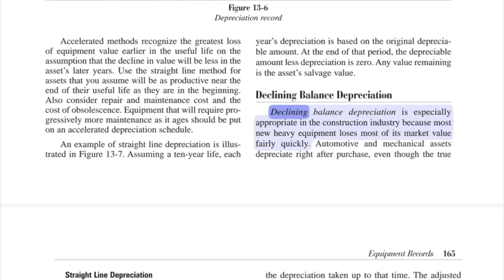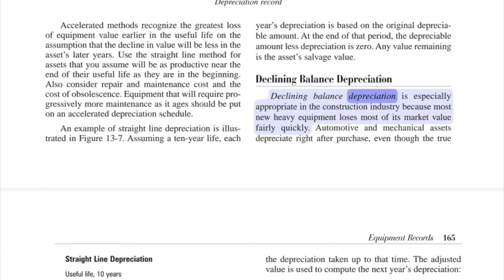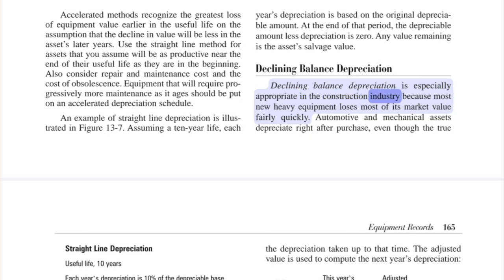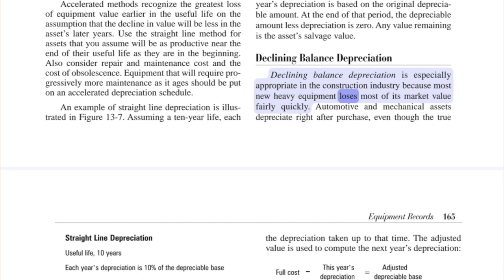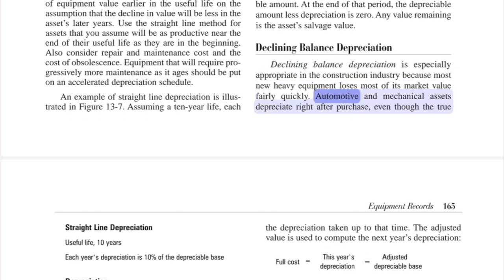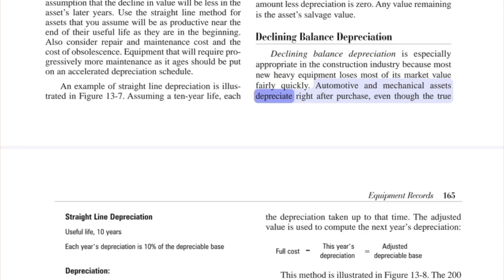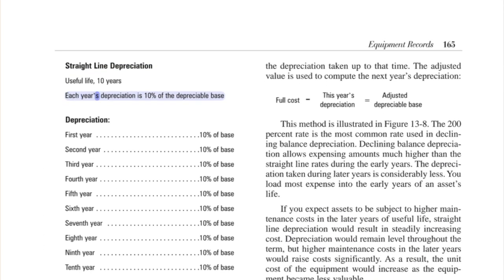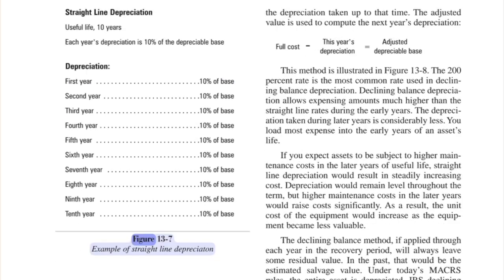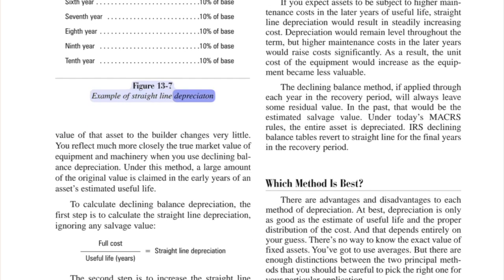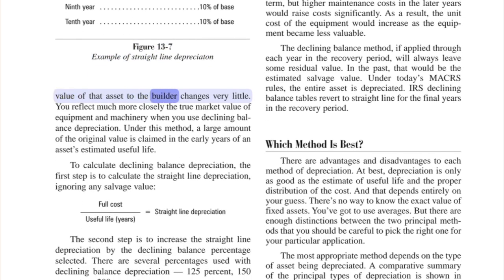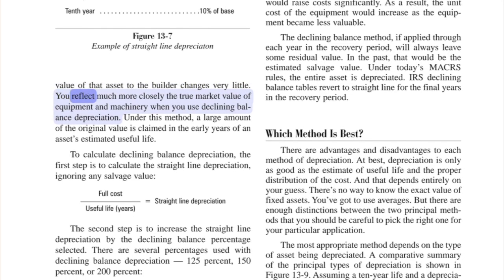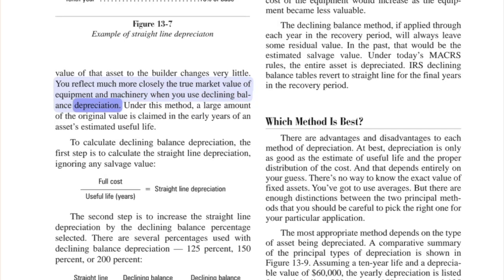Declining balance depreciation. Declining balance depreciation is especially appropriate in the construction industry because most new heavy equipment loses most of its market value fairly quickly. Automotive and mechanical assets depreciate right after purchase, even though the true value of that asset to the builder changes very little. You reflect much more closely the true market value of equipment and machinery when you use declining balance depreciation.